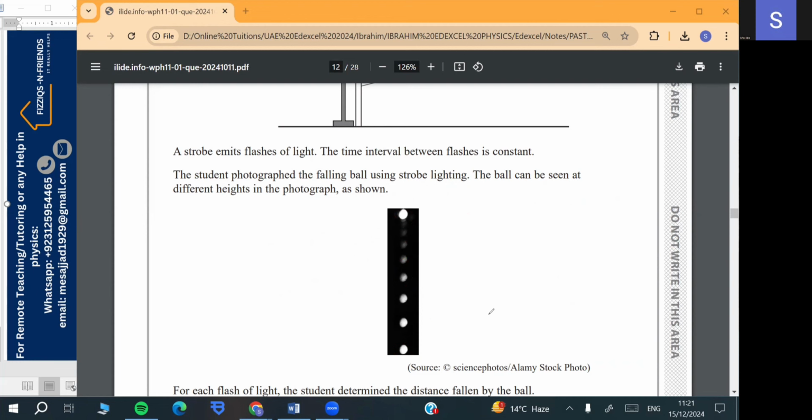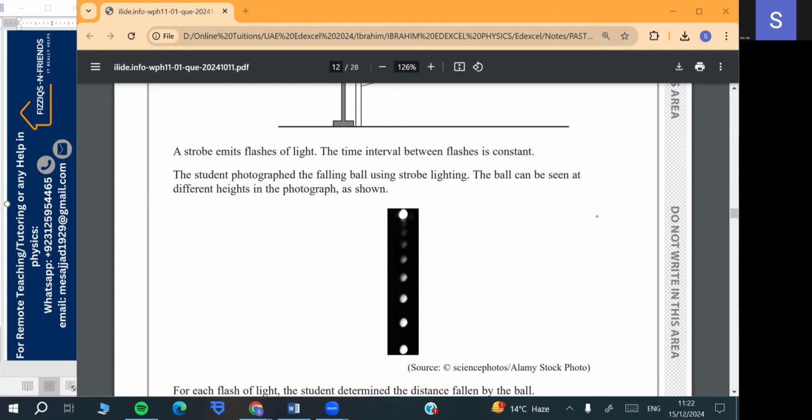And using the frequency, we find the distance between two images, and then we calculate the time for the travel from one place to another. So using the stroboscope, we find the time of travel from here up till here. When we do this, we have the time, and we already know the height, and therefore we will be able to find the gravity. So this is the background of this question.